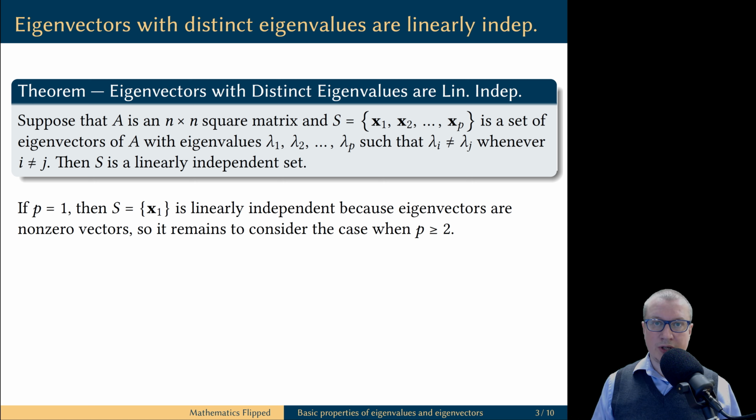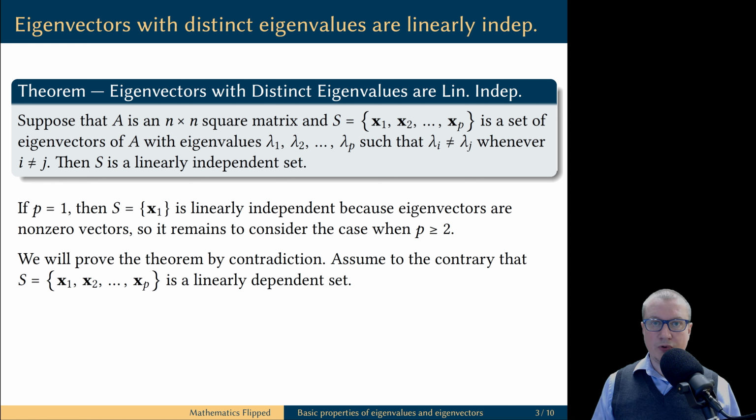Now, it remains to consider the case when p is at least 2. This is going to be a proof by contradiction. We are going to assume that the set of p eigenvectors is actually linearly dependent. And here is a trick. We know that if we take only the first vector x1, then this set is linearly independent. Then we will add one vector at a time. We add vector x2 to the set, then we add vector x3, and so on.